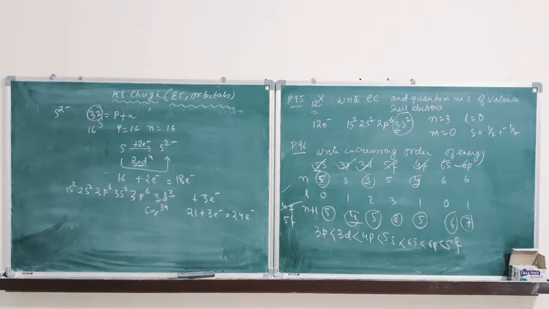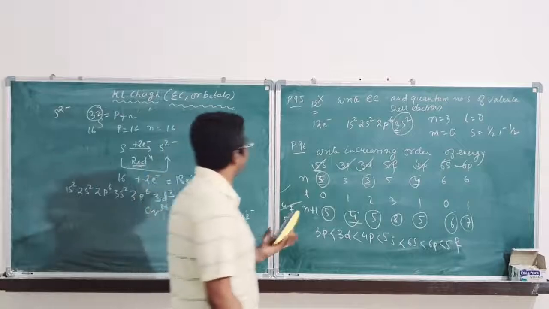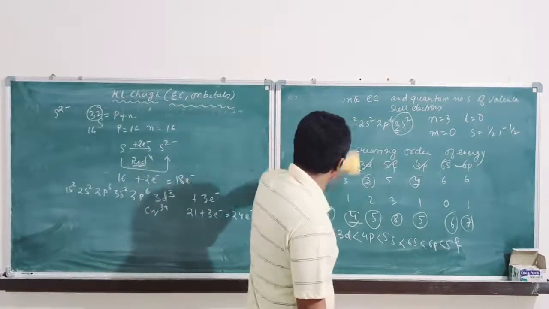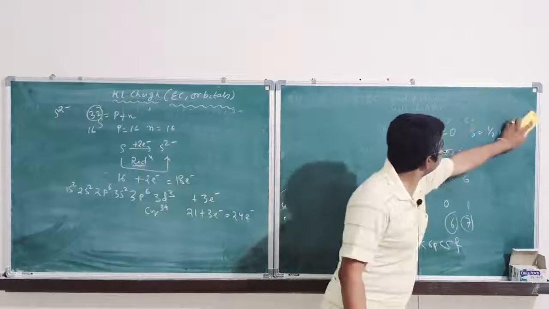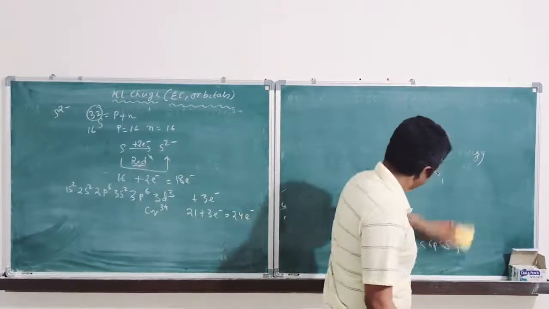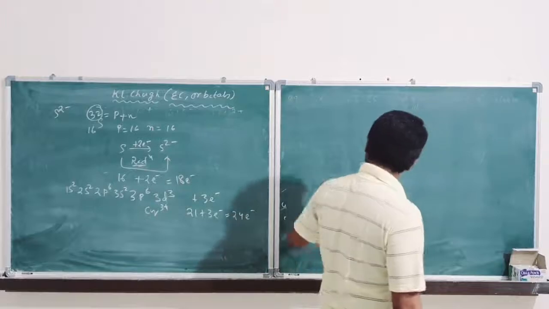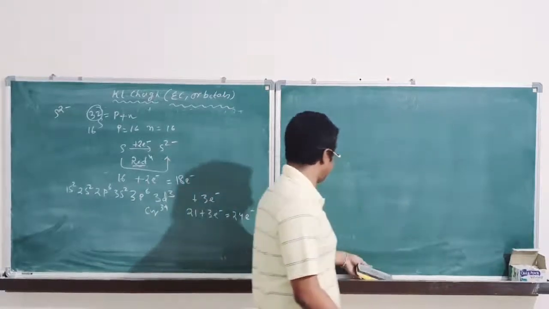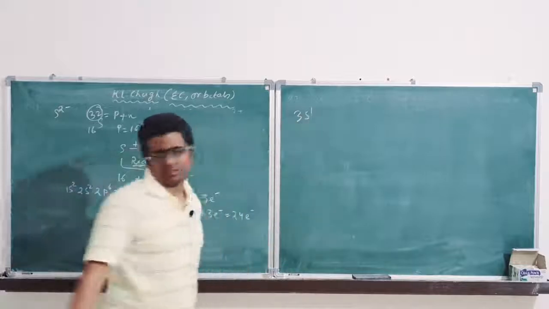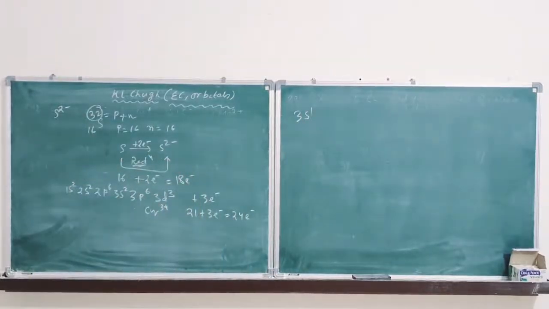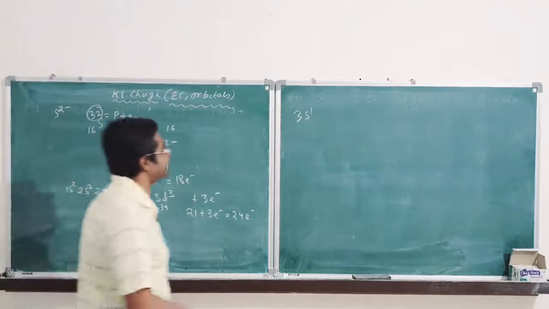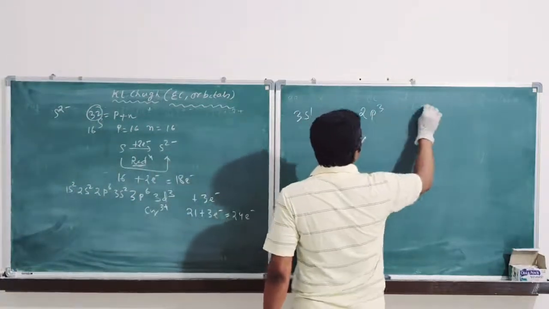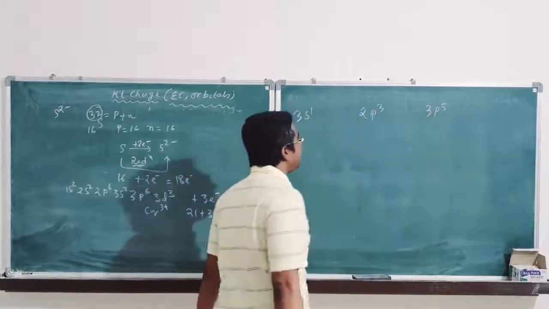99 is done. After that, 100, okay. Here they have told you the outermost electron numbers, okay, they have told you the outermost electron numbers. So they have given me the outermost electron number as 3s1, next 2p3, 3p5, okay 2p3, 3p5, and they have asked me to find out the atomic number.